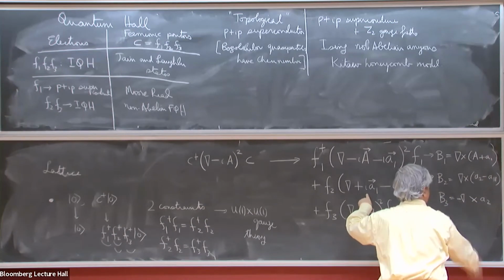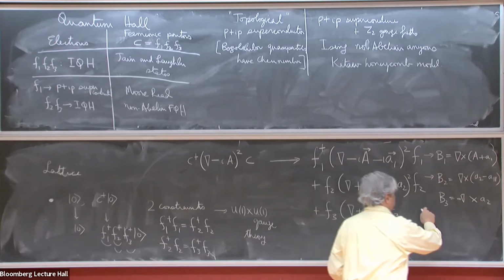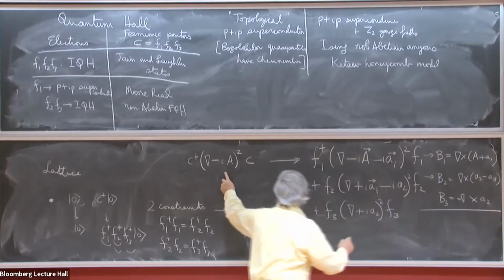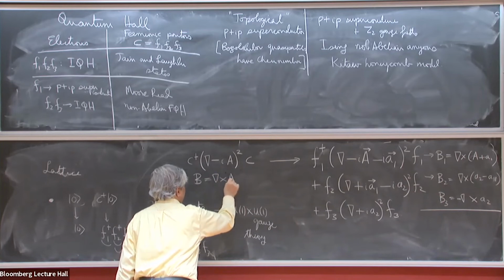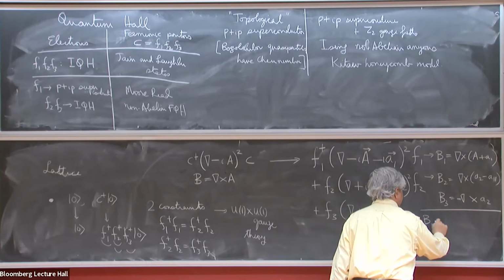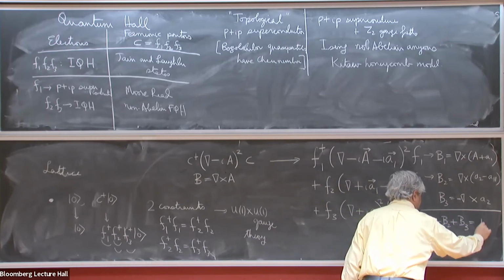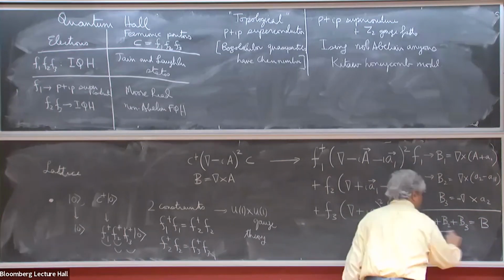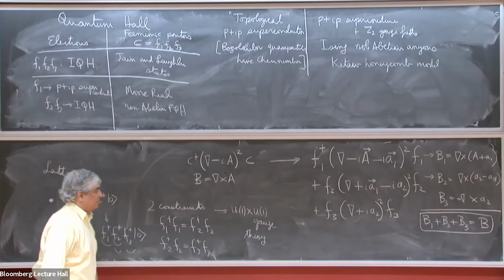It should be minus, okay. Yeah, okay. And you can see from here, and of course here, I have B, I'm going to call B is del cross A. So I have the constraint that B1 plus B2 plus B3 equals B. Okay. So that's one constraint.